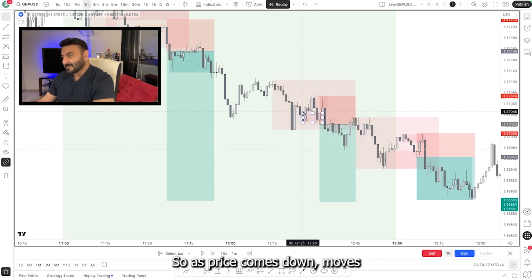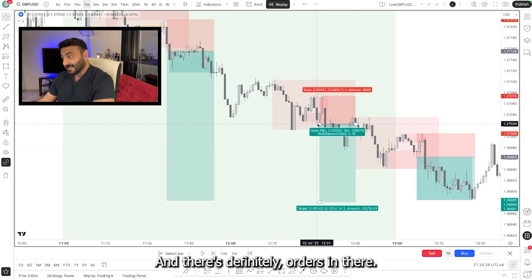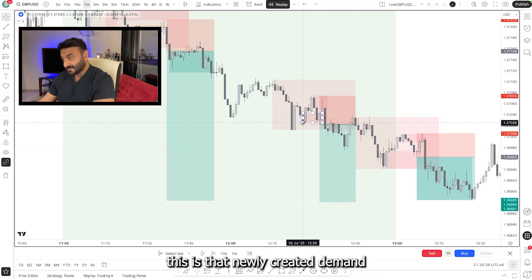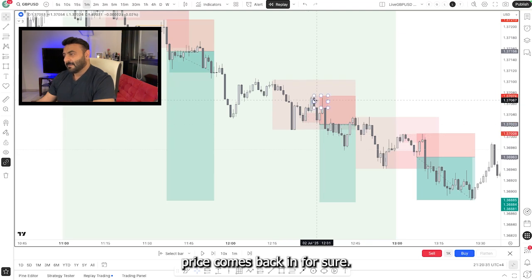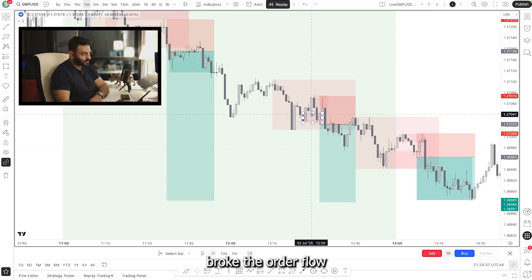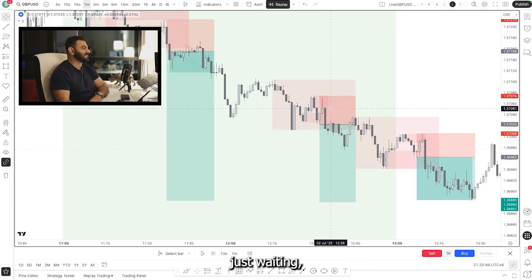So as price comes down, moves back up again, now this low broke this high, becomes strong, and there's definitely orders in there. This is a newly created demand within those two 15-minute candles. Price comes back in. For sure, once price comes back in, what is this guy doing? This guy broke the order flow chain that created the OFC and left a footprint of a supply over here. So I'm at this point in time just waiting. There is a reaction going up to this supply, right?